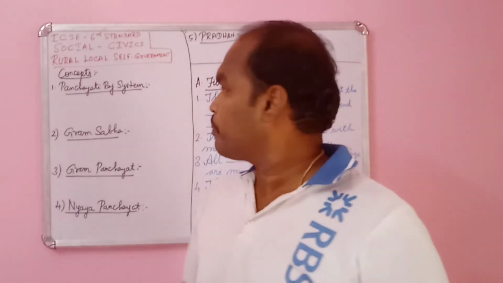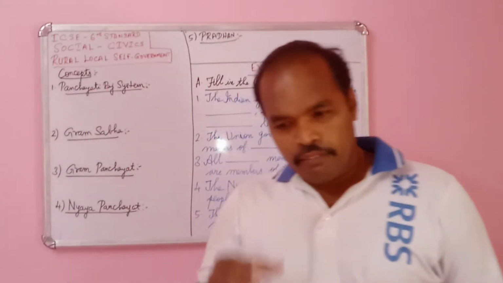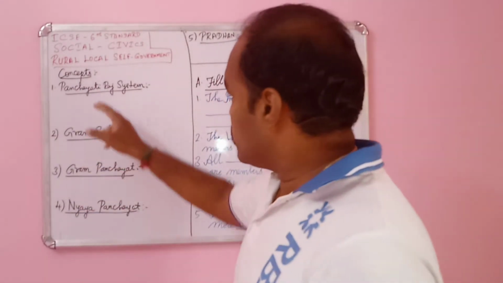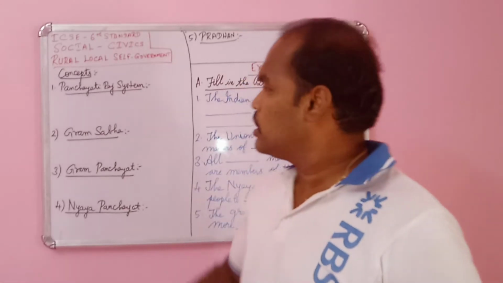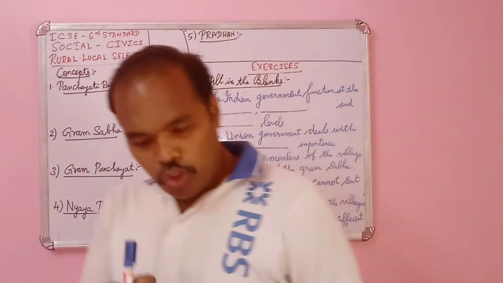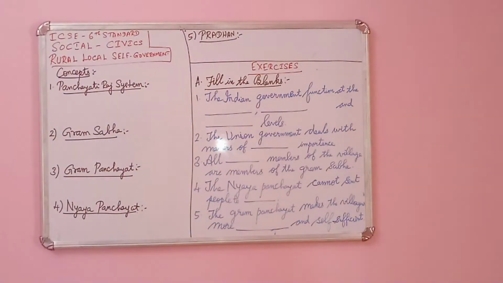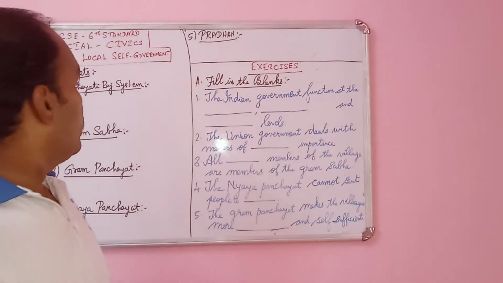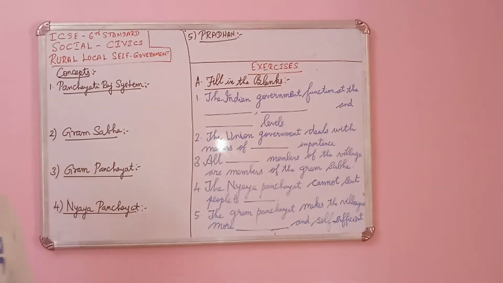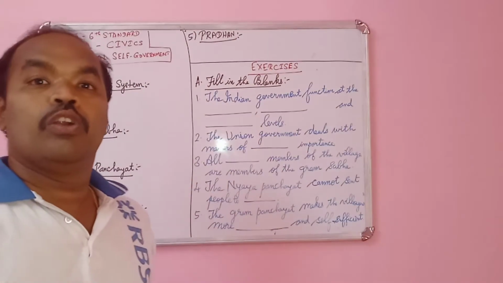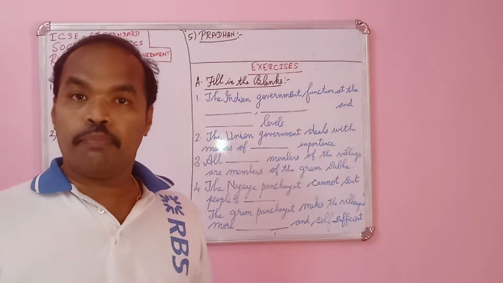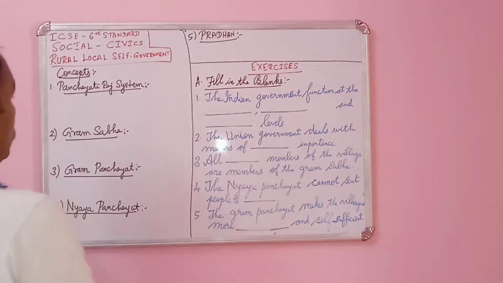Now, before going to the exercise and question and answers, first we can go to the concepts. Rural local self-government, panchayat Raj system. What do you mean by the panchayat Raj system? Why is it necessary? Because the panchayat Raj system is a system which contains the local self-government, and mainly the various functions which have been implemented. That is the panchayat Raj system.